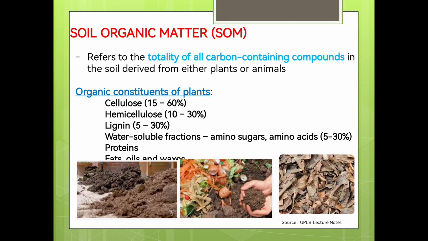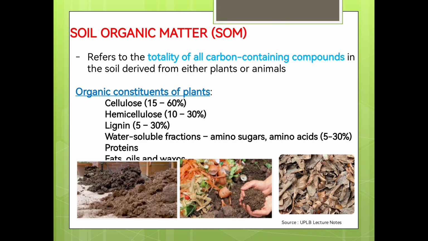Soil organic matter refers to the totality of all carbon-containing compounds in the soil derived from either plants or animals. And these are the organic constituents of plants. So we have cellulose, which is 15 to 60%, hemicellulose 10 to 30%, the lignin 5 to 30%, water-soluble fractions like the amino sugar, amino acids, and proteins, and we have the fats, oils, and waxes.